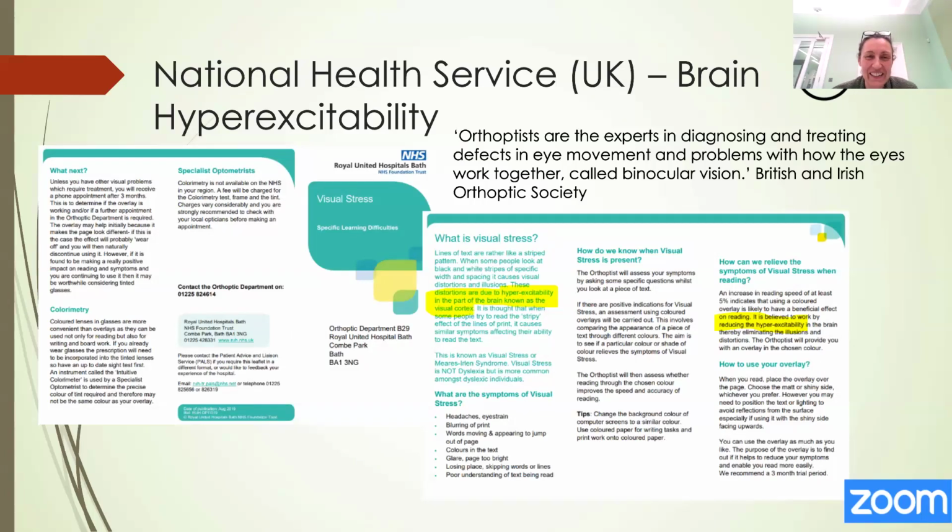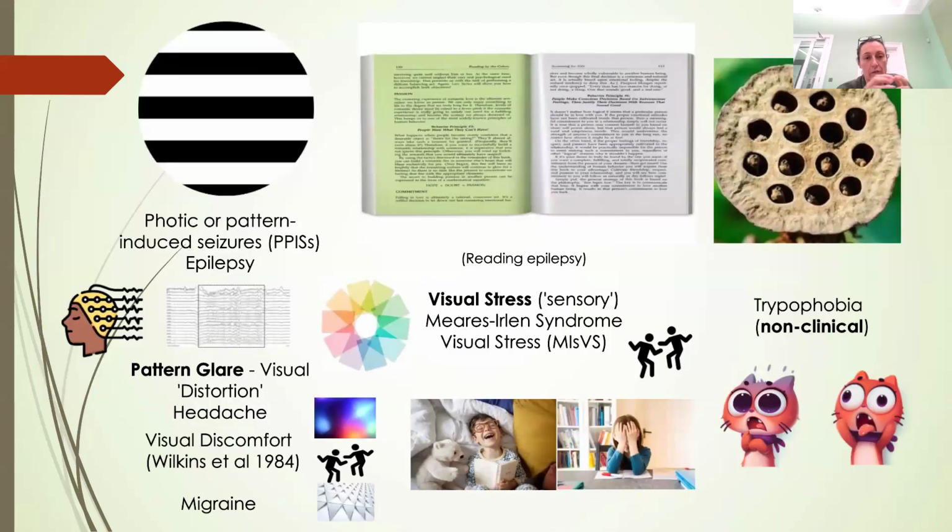So the National Health Service UK states that it's down to brain hyperexcitability, and the overlays are believed to reduce the hyperexcitability within the visual cortex. To understand that, we have to zoom out a little into what visual discomfort is from a broader perspective. Visual discomfort can be triggered not only by text, but also by stripes, and the similarity between the stripes and the text might be the key.